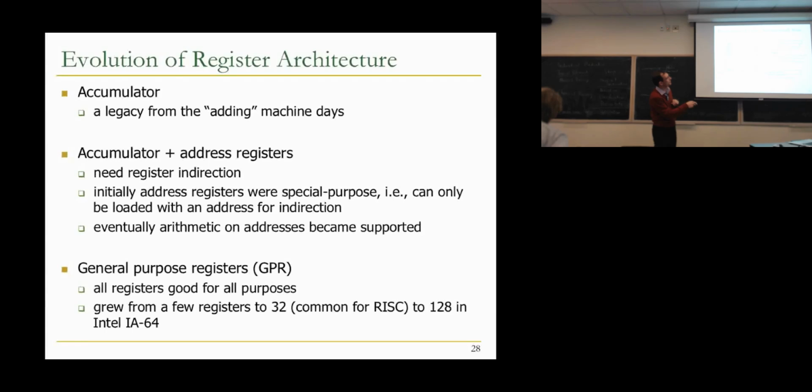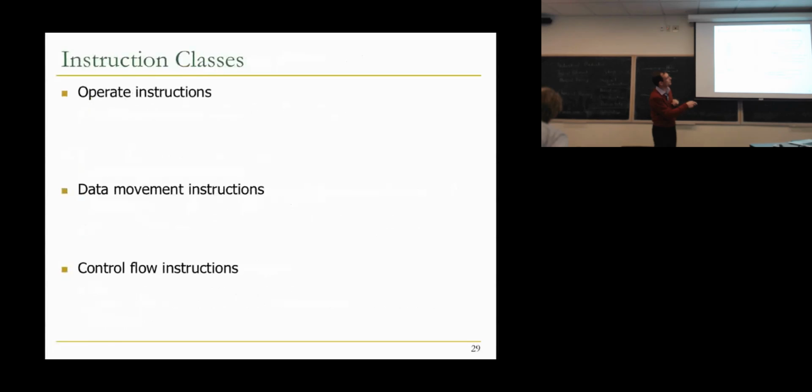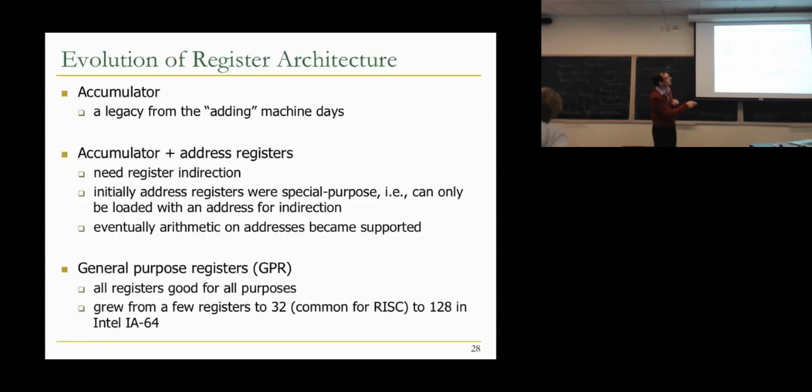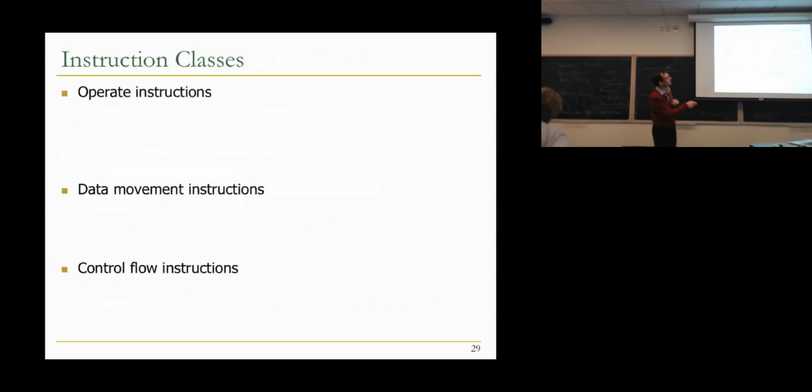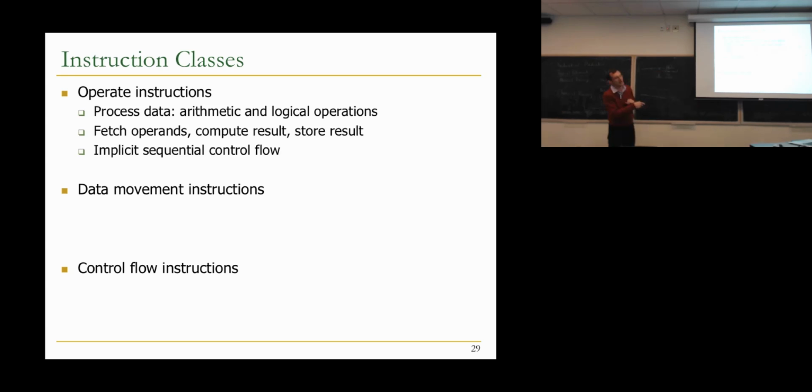But there are also instruction classes, and the ISA specifies instruction classes also. Operate instructions. I'll go through these relatively quickly. This is part of your reading too. Operate instructions process data. They could be arithmetic or logical operations. Basically, they fetch their operands, they compute the result, and store the result. And the control flow is implicitly sequential in a sequential ISA between them. There are also data movement instructions that move data between memory, registers, and I/O devices. And again, the control flow is sequential between them and between operate instructions.